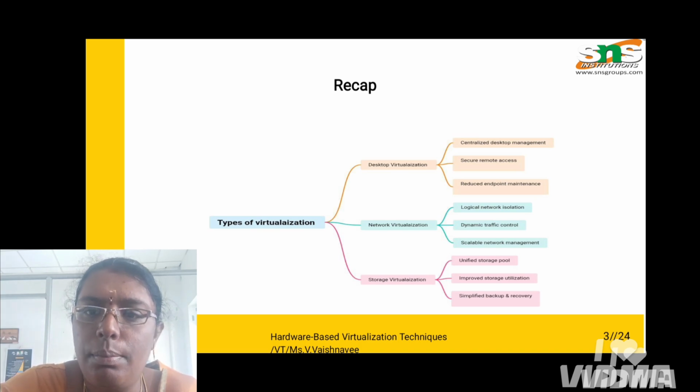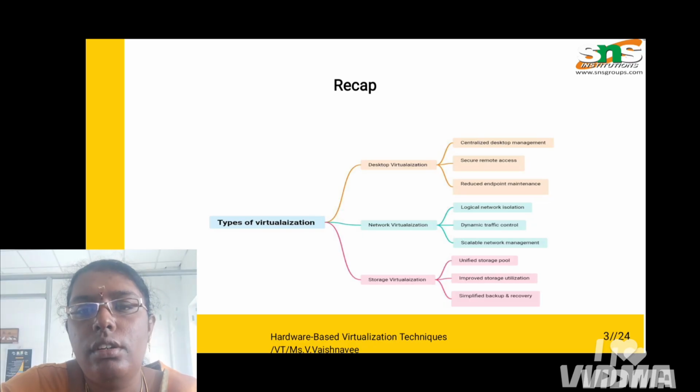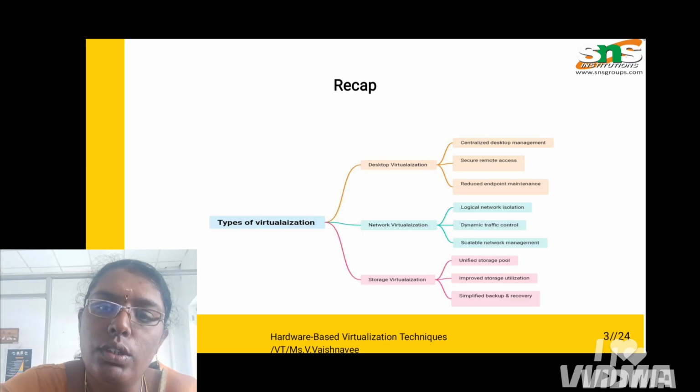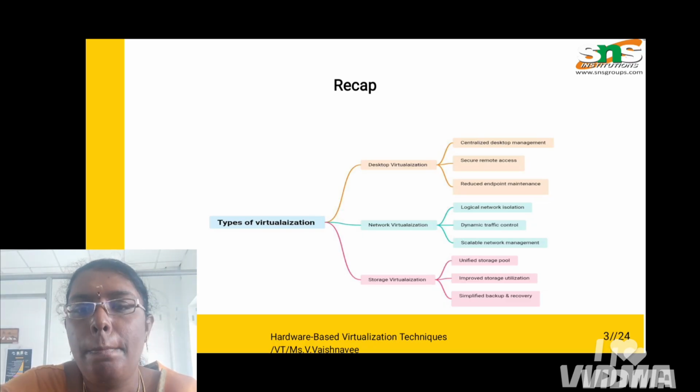Before starting the topic, let's have a recap of virtualization. We all know that virtualization means creating virtual versions of physical resources such as computers, servers, storage and networks. Instead of using one physical machine for only one purpose, virtualization allows us to run multiple systems on the same hardware. This helps in cost, power, space and maintenance effort.